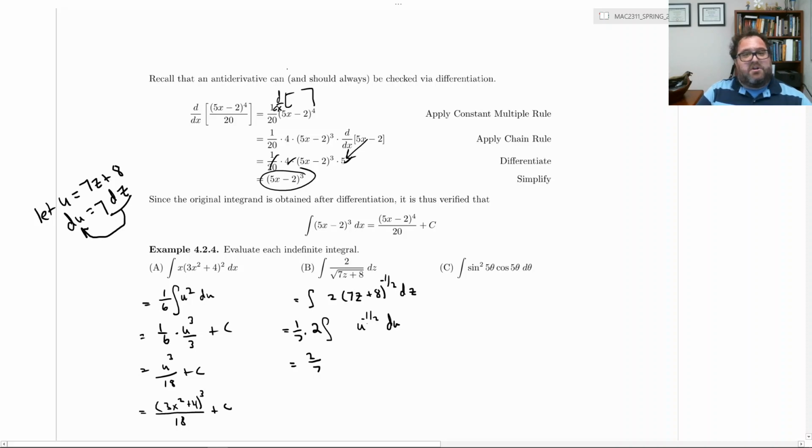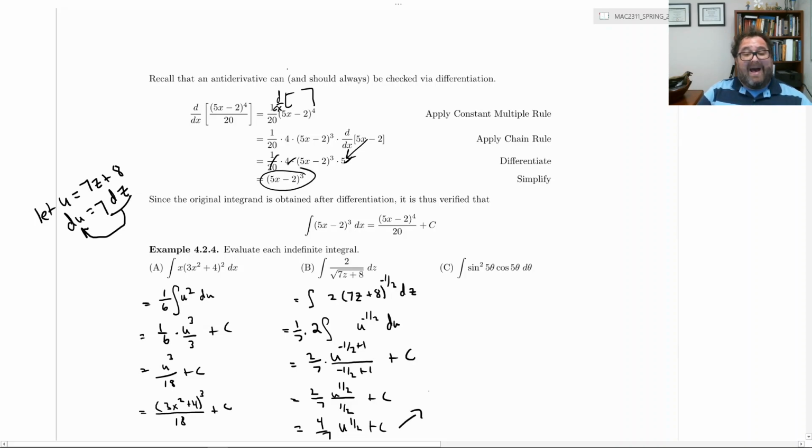Now, how do you anti-differentiate u to the negative 1/2 power? Well, you just apply the power rule for anti-differentiation. So we increase the power by 1, and then we divide by that new power. Add your plus c. So we have 2 over 7 u to the negative 1/2 plus 1, that's u to the positive 1/2. And then we're going to divide by 1/2 plus c. But remember, if you divide by 1/2, that's like multiplying by 2. So if you multiply 2 over 7 by 2, that's 4 over 7 u to the 1/2 plus c.